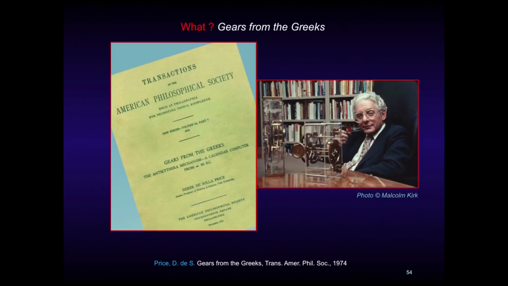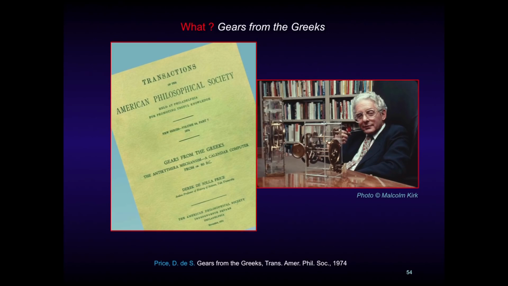After 20 years' research, he put everything together in a truly great paper called Gears from the Greeks. By this time, Price was Avalon Professor of the History of Science at Yale University. And this paper defined the Antikythera Mechanism for the next generation. It became the Bible for later researchers.